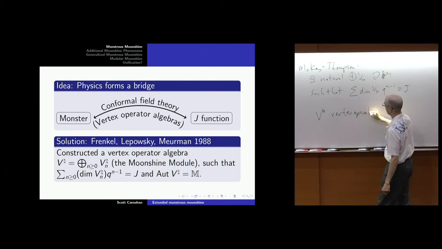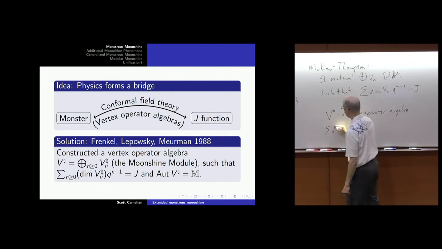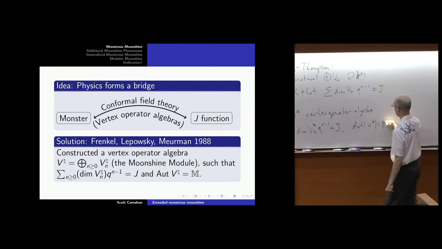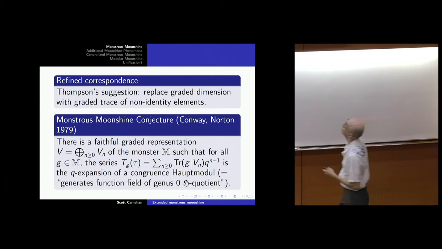And the graded dimension is J, and the automorphism group is the monster. So that is the key construction. Now, there is a more refined correspondence.